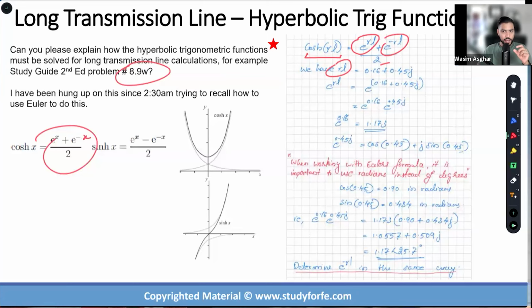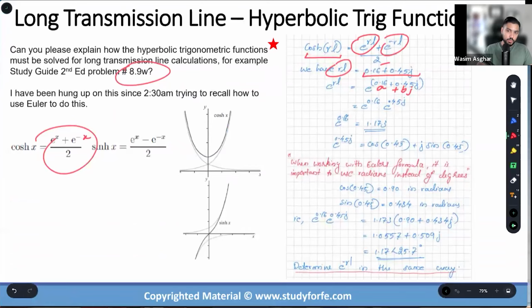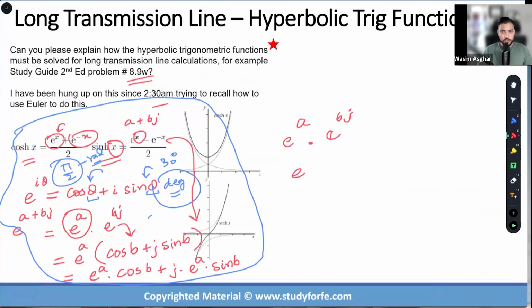Our goal is to really understand the hyperbolic trigonometric functions in the context of long transmission line models. So this is actually equal to 0.16 plus 0.45j. So if I look at 0.16 as A and 0.45 as B, and then j, when I go back here, you can see my e to the power A, dot my e to the power of bj, which is 0.16 and 0.45. E to the power of 0.16, e to the power of 0.45j. Okay.